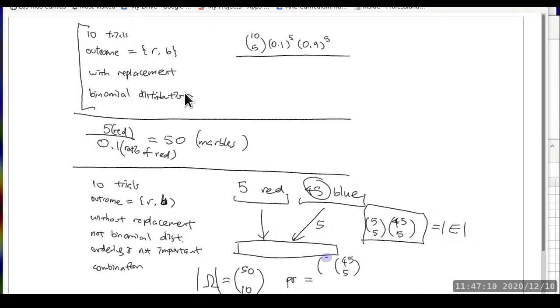Now if you want to put a 5 here, 5 choose 5, that's fine, but that just boils down to 1. It doesn't really contribute anything to the calculation. But the denominator is 50 choose 10 because you have 50 marbles combined to choose from, and then you just want to pick 10 for each experiment. So this is the final answer. But to get to the final answer, you need to go through all of these steps in order to identify how to characterize this particular problem.